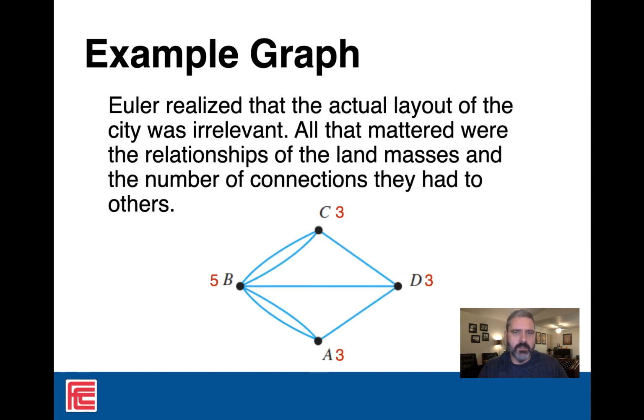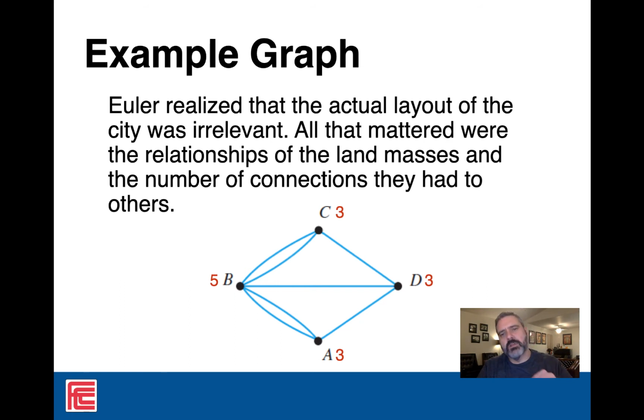So using this, he said that really what mattered, the layout of the city doesn't matter. What matters is the relationships between the land masses. How many connections do they have to the other places? And here you can actually see the number of connections that each landmass has. C has 3, D has 3, A has 3, and B has 5. You notice those are all odd numbers.